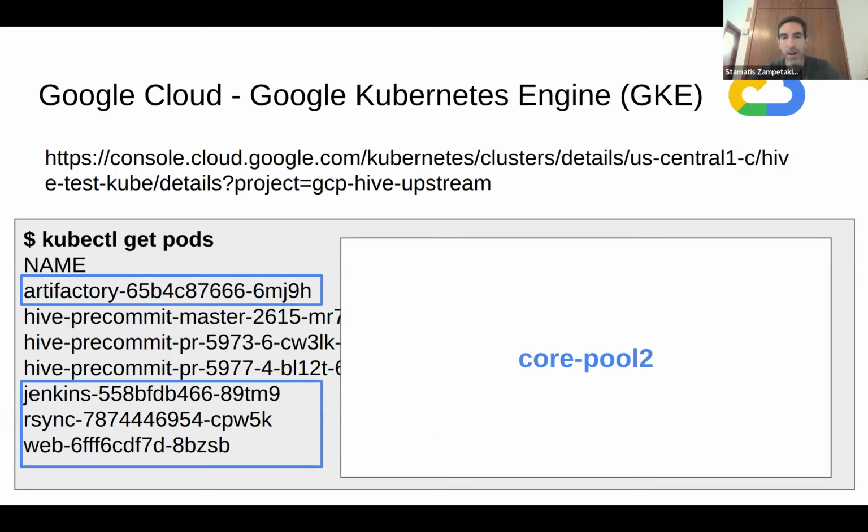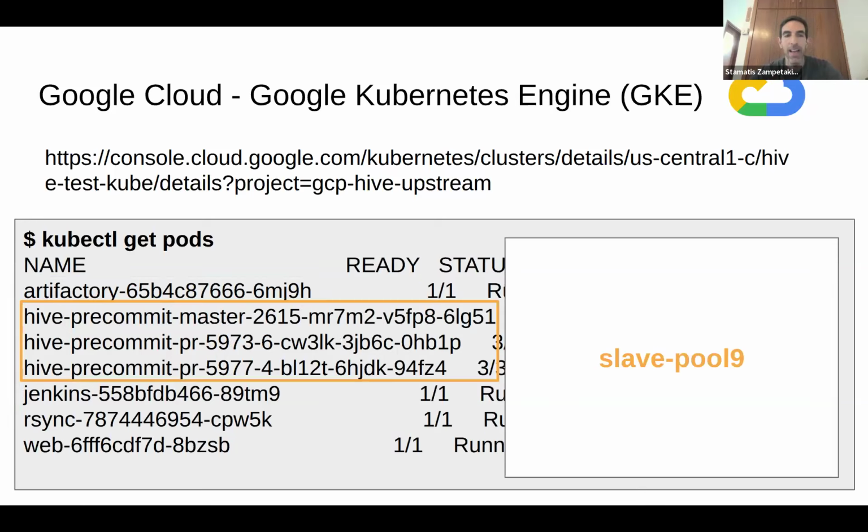So as I said, the main services are run in the core pool and are always available, and everything related to pre-commits is run in the slave pool.